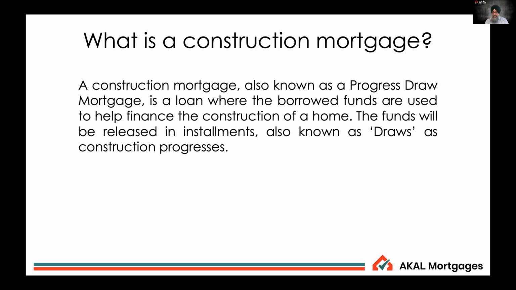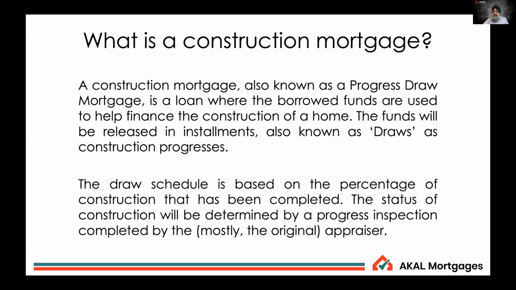So what is a construction mortgage? A construction mortgage, also known as a progressive draw mortgage, is a loan where the borrower's funds are used to help finance the construction of a home. The funds are released in installments, also known as draws, during the construction progress. The draw schedule is based on the percentage of the construction that has been completed. The completion stage of the construction is determined by progress inspections, mostly by the original appraiser. And we are going to talk about what those different inspections and draws are and who pays for that as well.